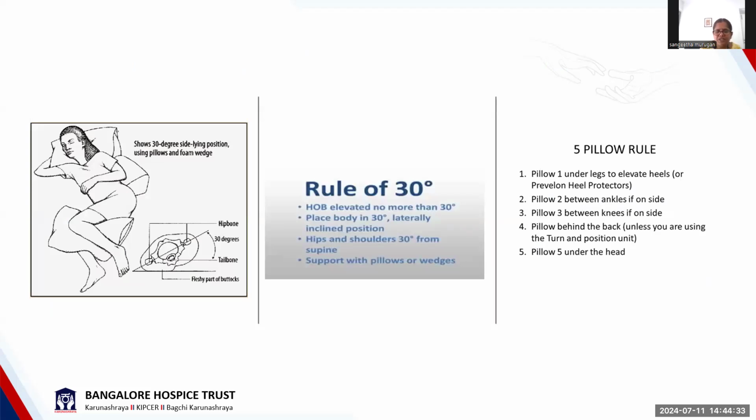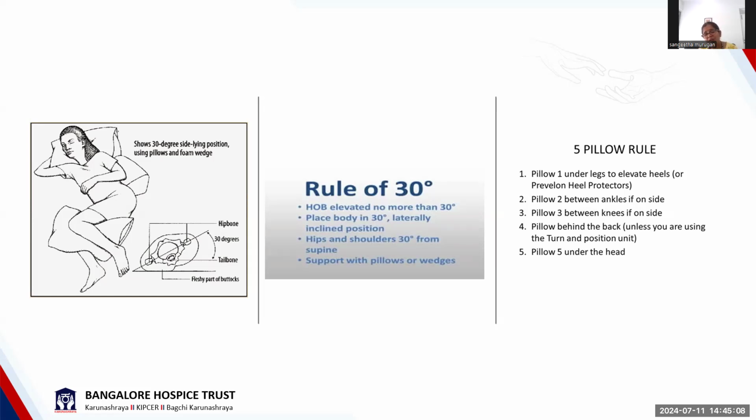So when it comes to pressure ulcers, you need to understand the rule of 30. The head of the bed should not be elevated more than 30 degrees. It should be 30 degrees or below, to prevent bedsores in the sacral region. Otherwise, the patient will get more sacral pressure ulcers. The hips and shoulders should be at 30 degrees from the supine position, supported with pillows, and the patient should not fall, which is very important. This is called the rule of 30.